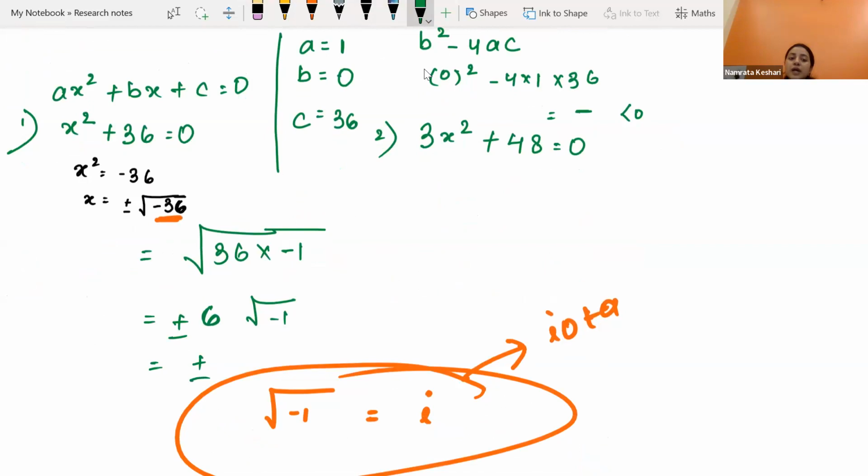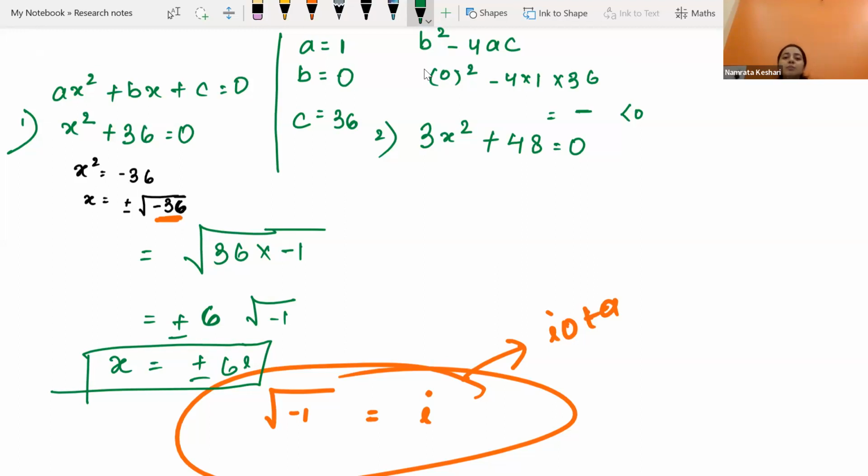So plus minus 6i will be the answer. Plus minus 6i, these are the values of this. This is the solution of our quadratic equation. Okay, so it will not always be possible to find the solution in terms of real numbers.